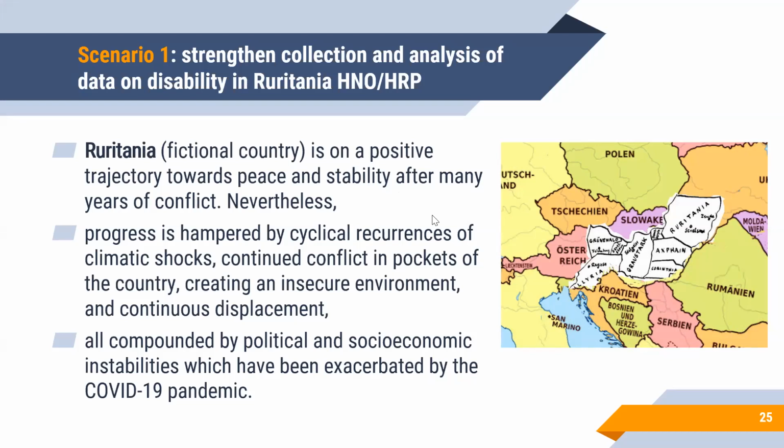So Ruritania, this fictional country, is on a positive trajectory towards peace and stability after years and years of conflict. Nevertheless, it's got problems. It's still hampered by cyclical recurrences of climatic shocks. There's continued pockets of conflict. It continues to be kind of an insecure environment, and there's still a lot of displacement, all compounded by political and socioeconomic instability. And along comes COVID-19, which throws another curveball into the mix.